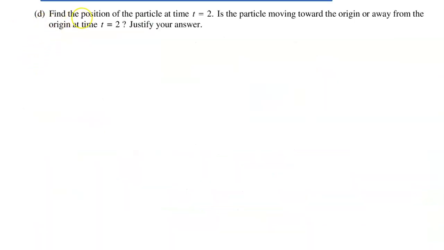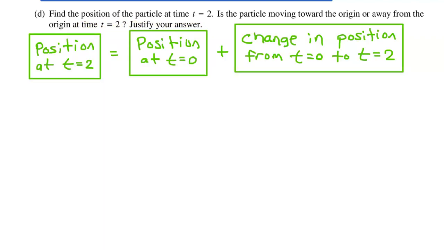Part D. Find the position of the particle at time t equals 2. Is the particle moving toward the origin or away from the origin at time t equals 2? Justify your answer. Here are some notes illustrating the strategy that I'm going to use. The position at time t equals 2 is going to equal the position at time t equals 0 plus the change in position from time t equals 0 to time t equals 2.